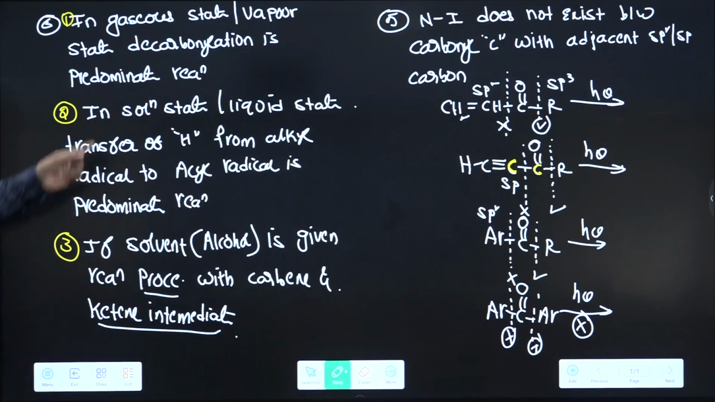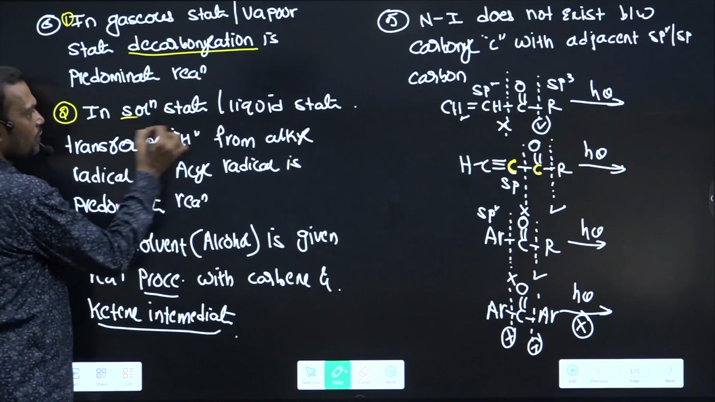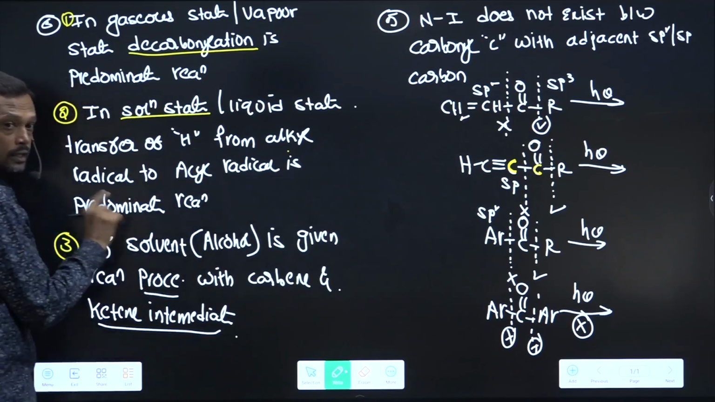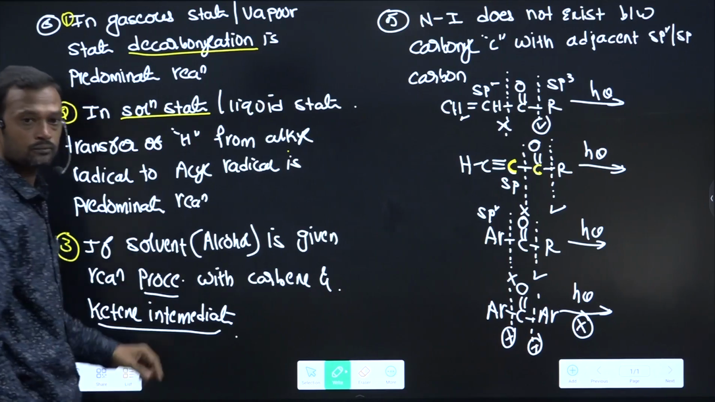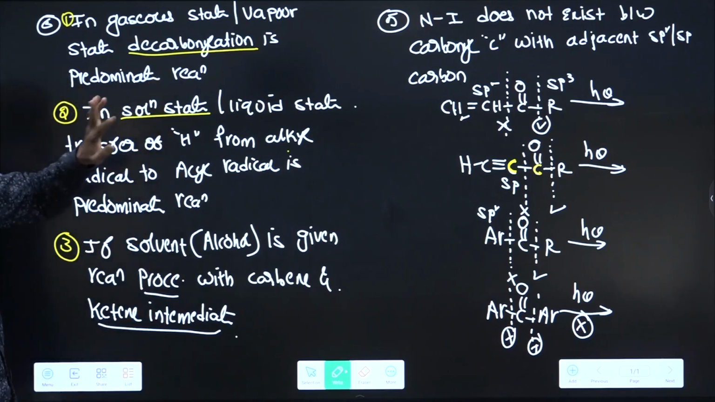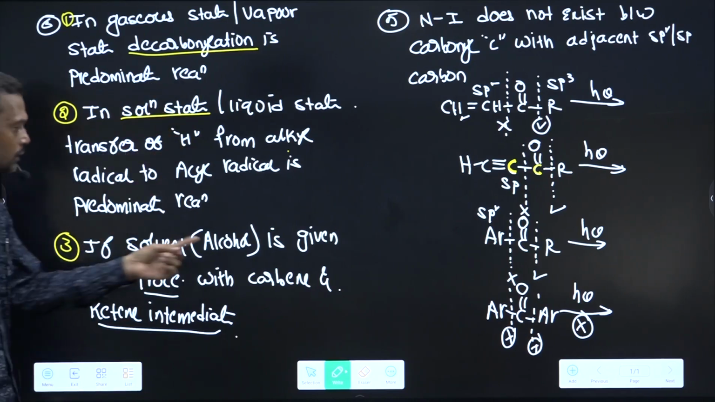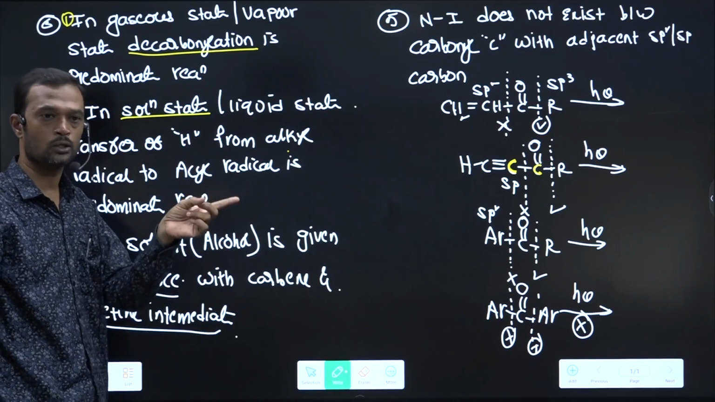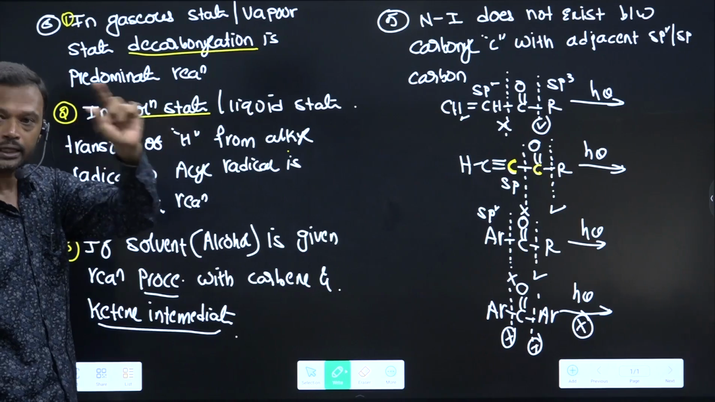Norrish one: if they mention gaseous phase, first remove CO. Removing CO is nothing but decarbonylation. If solution state is given, transfer of hydrogen takes place from alkyl radical to acyl radical. If only solution is mentioned, you write this answer. If they mention methanol, ethanol like that, the reaction proceeds with either a carbene intermediate or a ketene intermediate. Ketene is nothing but transfer of hydrogen from acyl to alkyl. After getting ketene, that ketene reacts with alcohol.